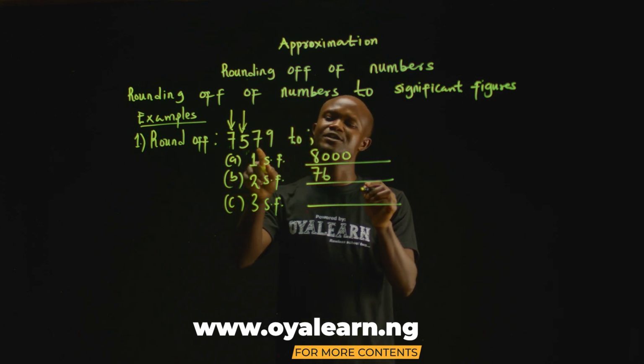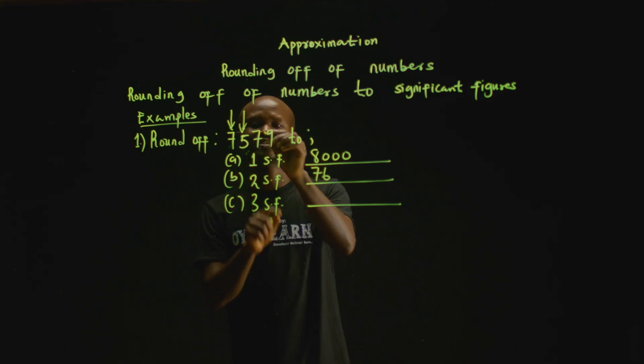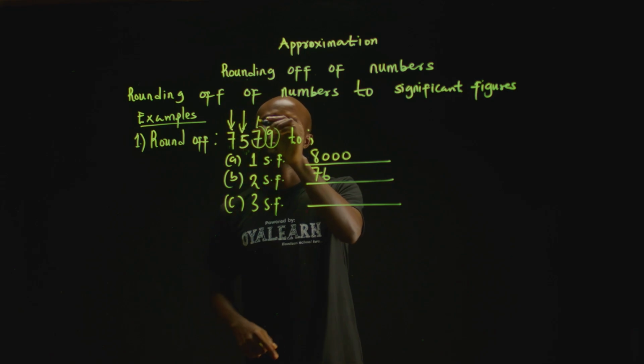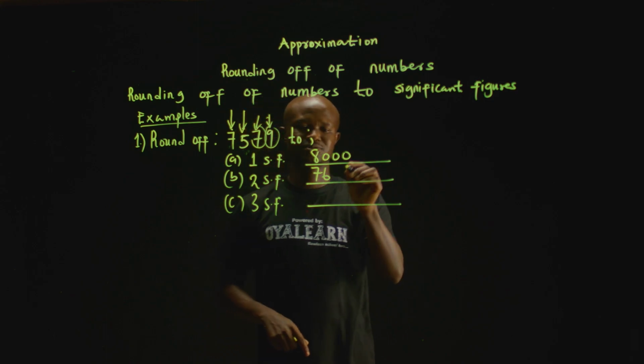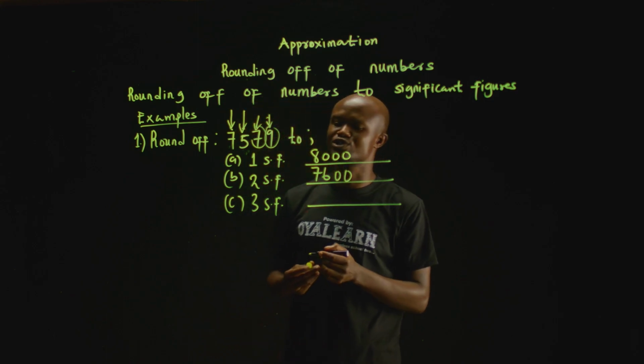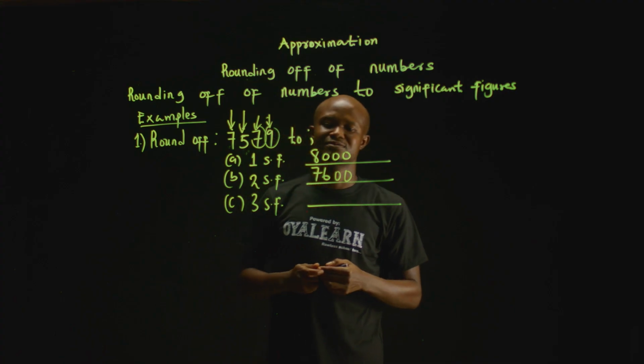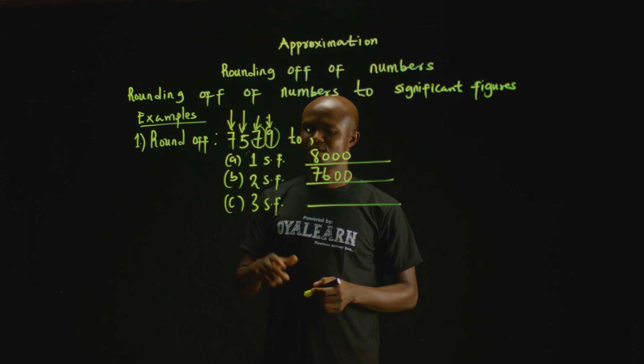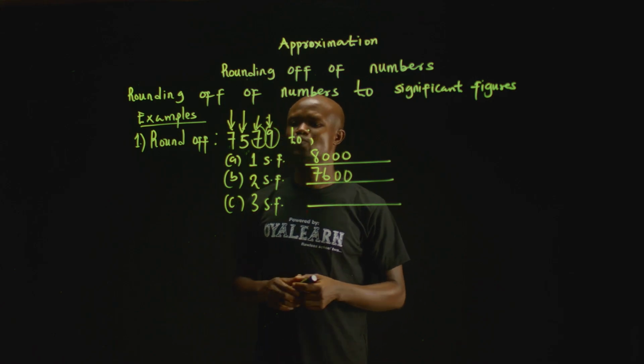But don't forget, these two positions, this one and this one, turn to what? Zeros. Don't forget. So this will be equal to 7,600. Please take note.